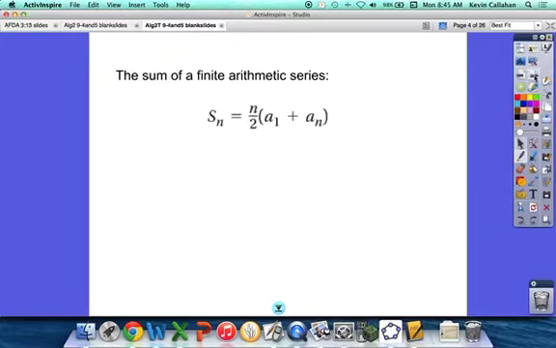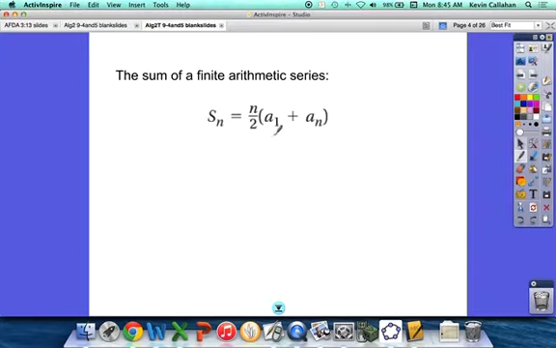Okay. So we have a formula for the sum of a finite arithmetic series, and this is it right here. The capital S stands for sum. The fact that it has a subscript of n means you're going to be adding up a finite number of terms here. Then let's look at the things that are inside the formula.